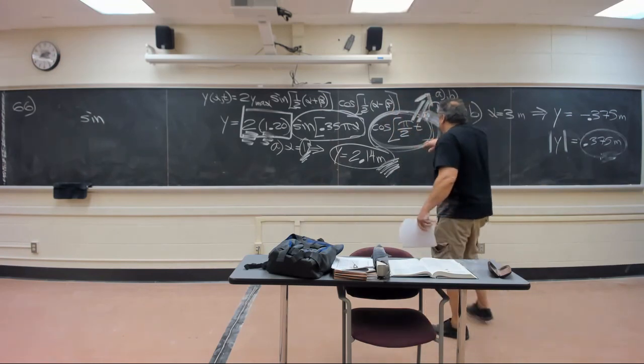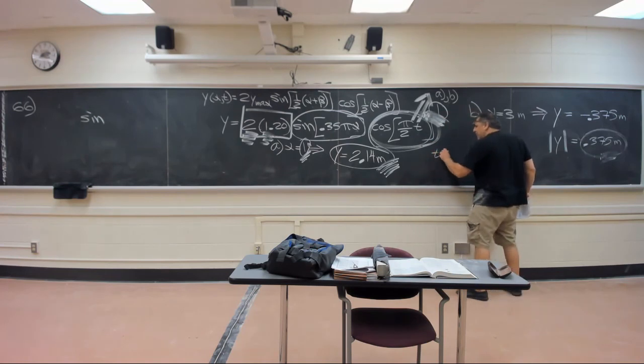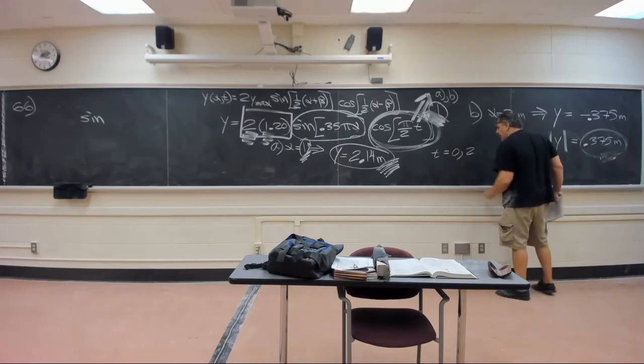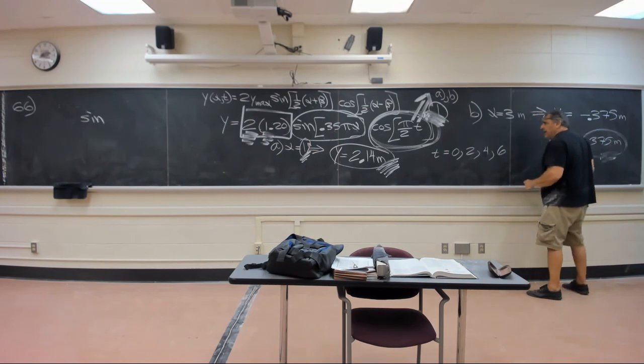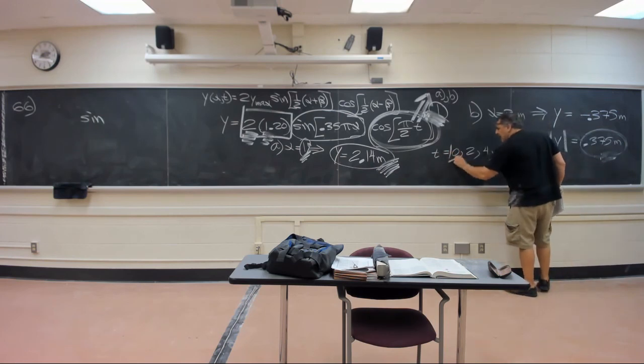So it'll happen at places like, they didn't really ask us, but this will oscillate up and down at places like at 0, at 2, because 2 times that is pi. 4 times that is 2 pi. 6 times that is 3 pi. 8 times that is 4 pi. You get the picture. Some are going to be up, some are going to be down. This is going to be on the upside.